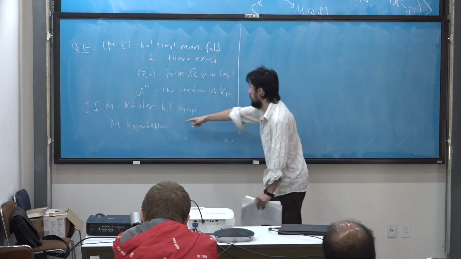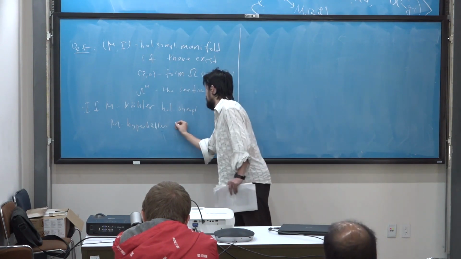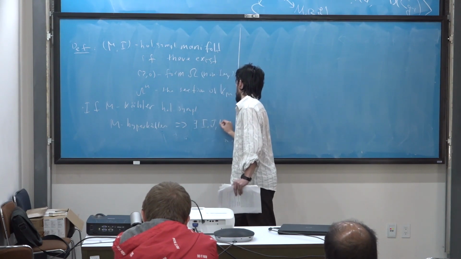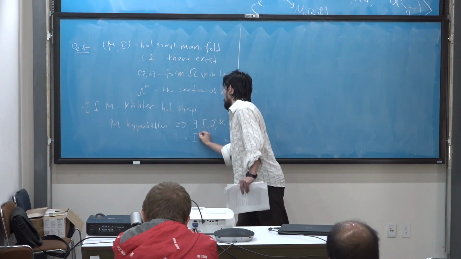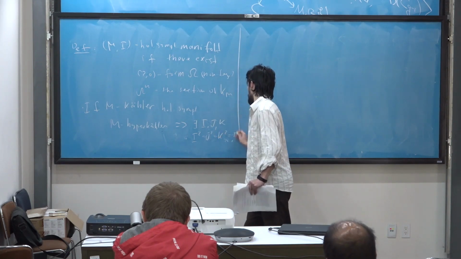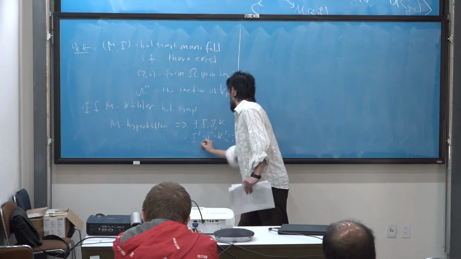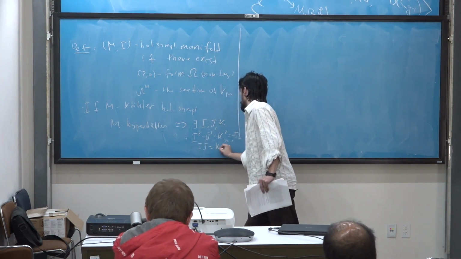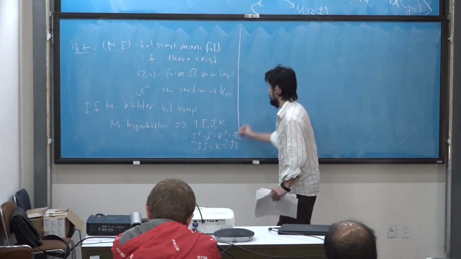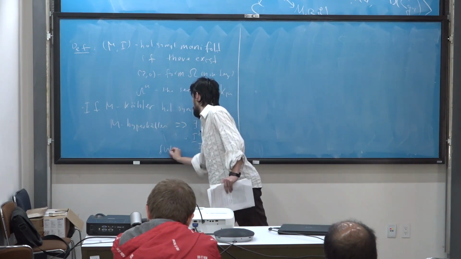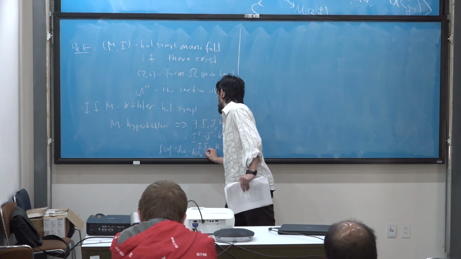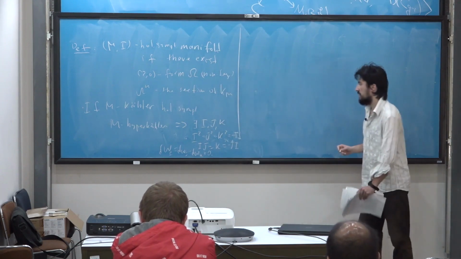So if M is hyperkähler, it means that there exist three complex structures, I, J, K, satisfying the quaternionic relations. And the Kähler forms are closed.